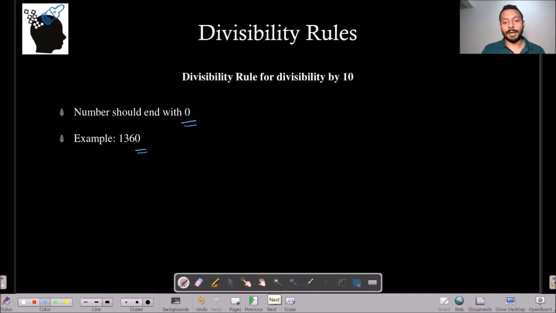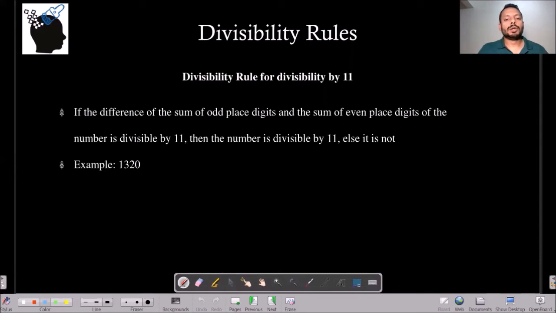Let's check divisibility by 11 now. If a number is divisible by 11, then the difference of the sum of odd place digits and the sum of even place digits will be divisible by 11. Let's take an example. If 1320 is the number, this is my first digit, this is my second digit, this is my third digit, and this is my fourth digit.